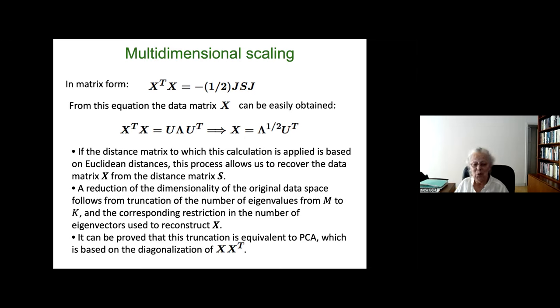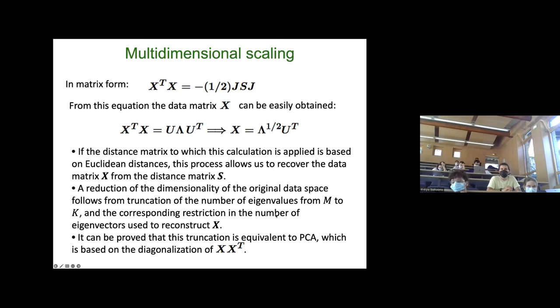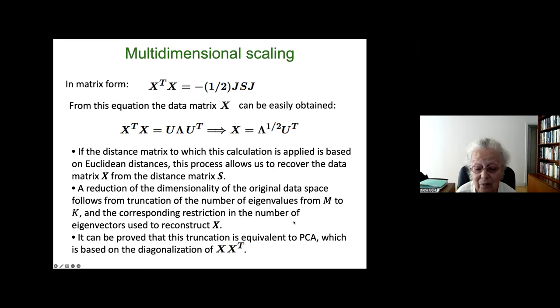Now, you can prove that this truncation is equivalent to PCA, and it's just one page of algebra. You can do that yourselves. In PCA, we would have used the covariance matrix, which is XX transpose, which is N by N. This X transpose X was not exactly the covariance matrix. It was a covariance in the M space, it's M by M. And yet this truncation would be equivalent to PCA.